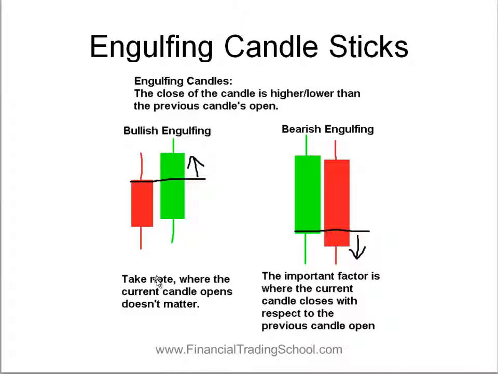And take note, where the current candle opens, it doesn't matter. See how the open of this candle is actually above the close of the previous candle? That doesn't matter. If this open was down here, and it was below the close of the other one, still doesn't matter. The only thing you're comparing is the current close to the previous open. That's it. That's the most important factor of these.